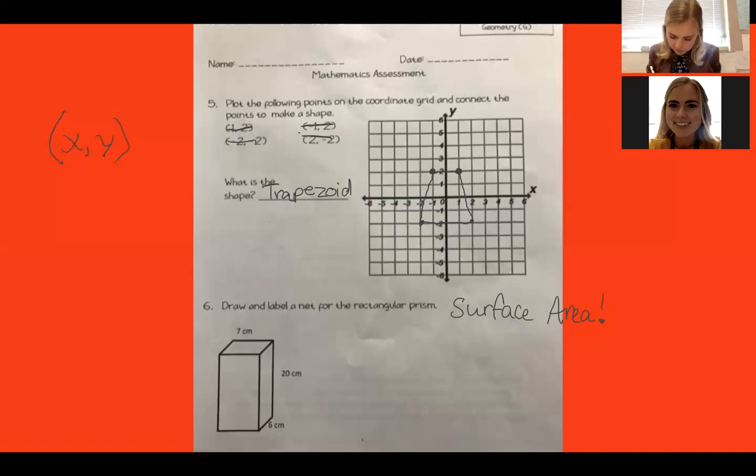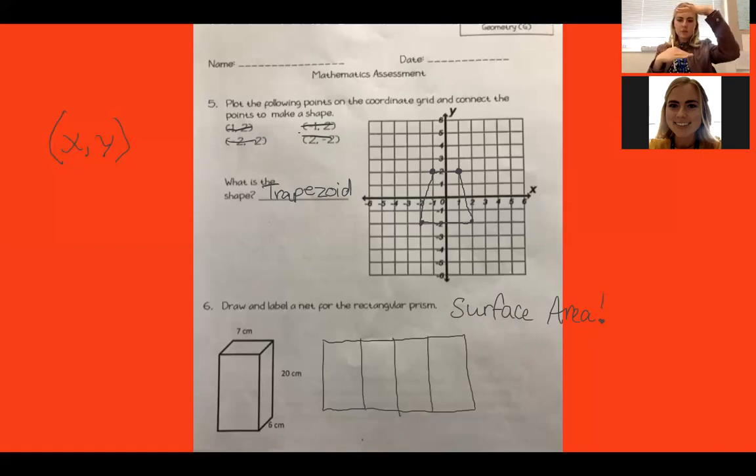So I guess I could draw the net. If I was going to draw the net, my net should have 6 faces, because there are 6 faces to the rectangular prism. So sometimes that could help you find the surface area, because you find the area of every single one of these rectangles now. So this rectangle is 6 by 20. To find the area of each rectangle, we do base times height. So 6 times 20.